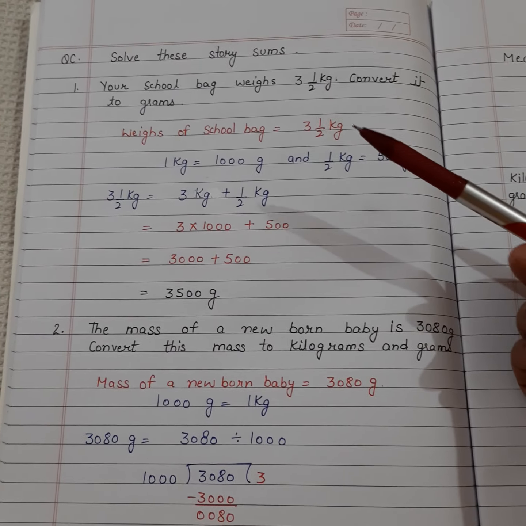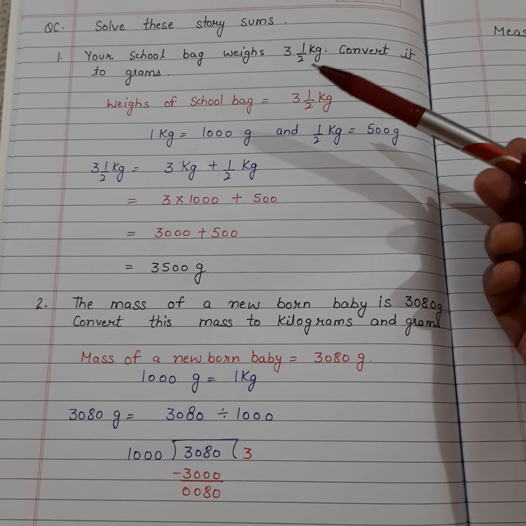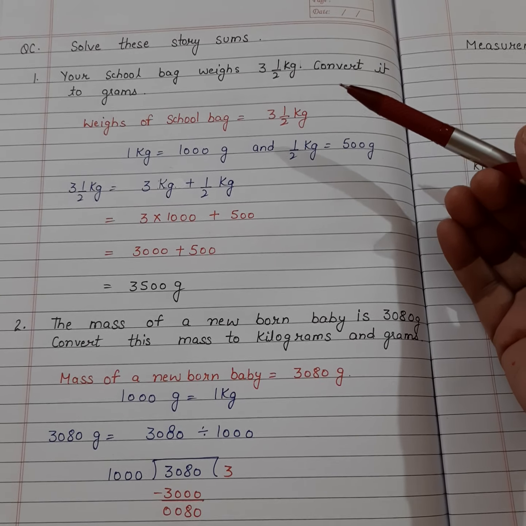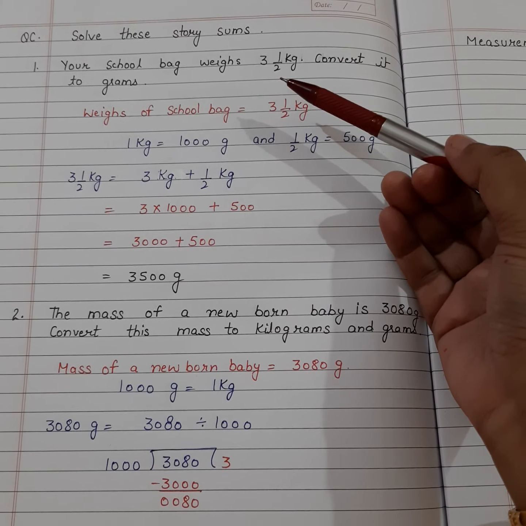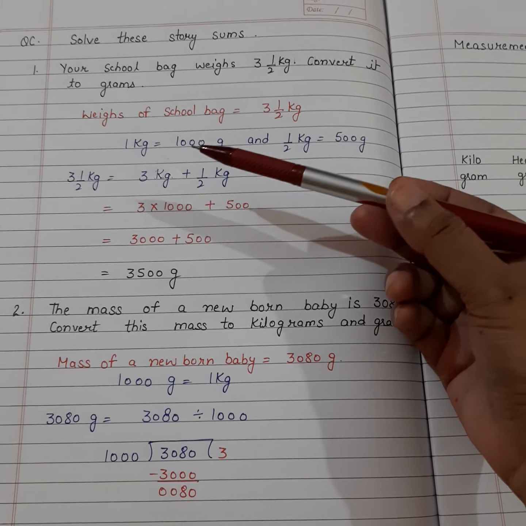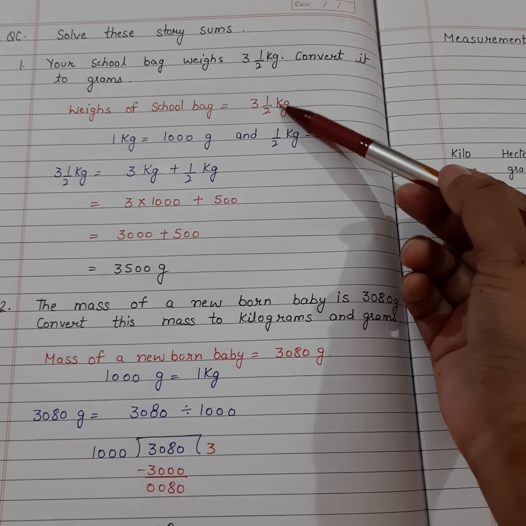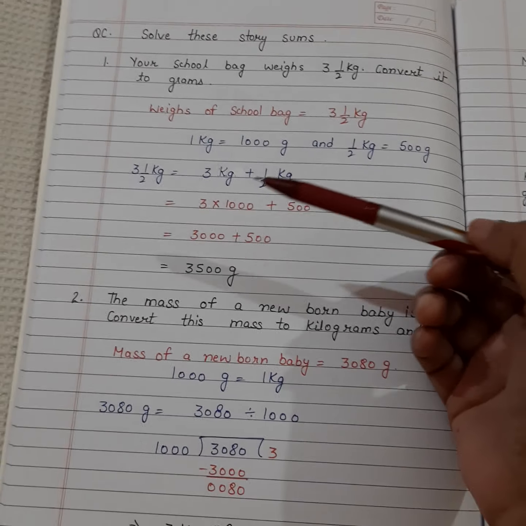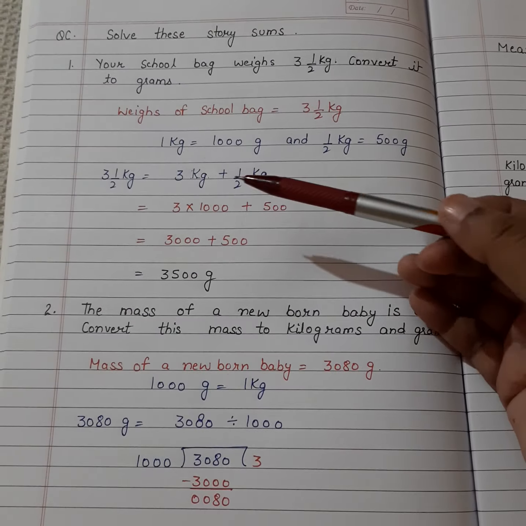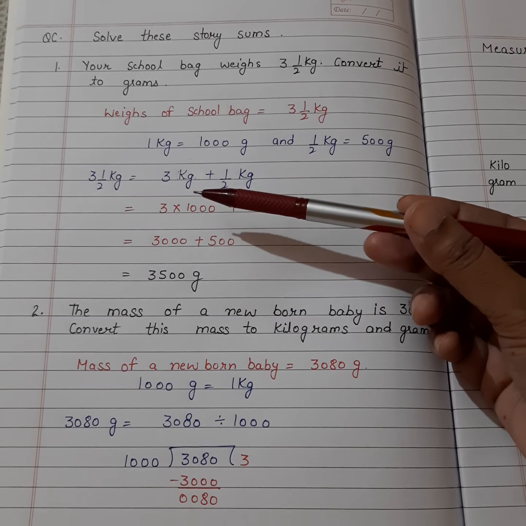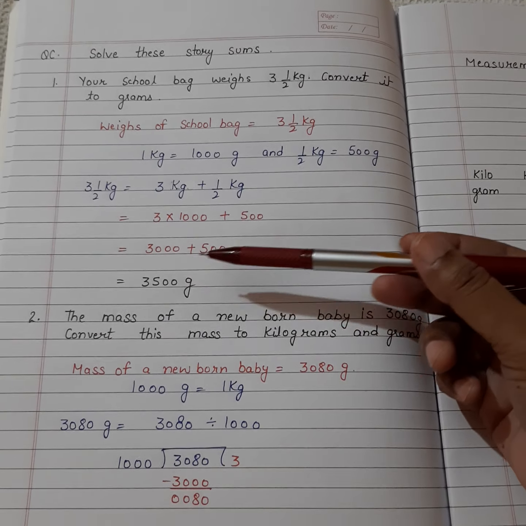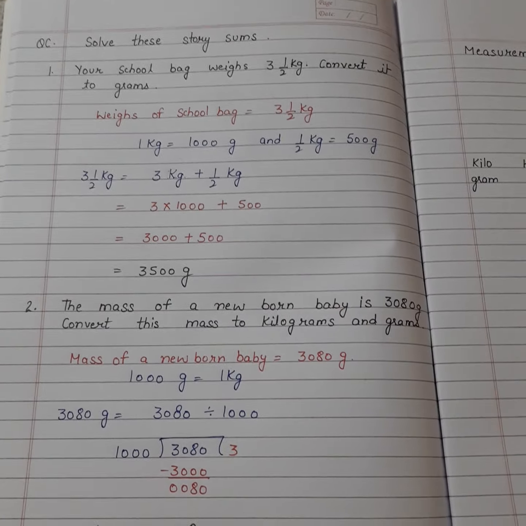Now the question number C is of the statement sums. First one is your school bag weight is 3 and 1/2 kg. So convert it into gram, right? So 3.5 kg is given of the school bag weight. Now we have to find in the gram. The weight of school bag is this much. 1 kg is 1000 gram and half kg is also there. So half kg is equal to 500 gram. Now what is there? 3 and 1/2 kg is equal to, we can write like this, 3 kg plus half kg. 3 kg means 3 multiplied by 1000 and plus half kg value we know 500. So write here 500. 3000 plus 500 is equal to 3500 gram, right?